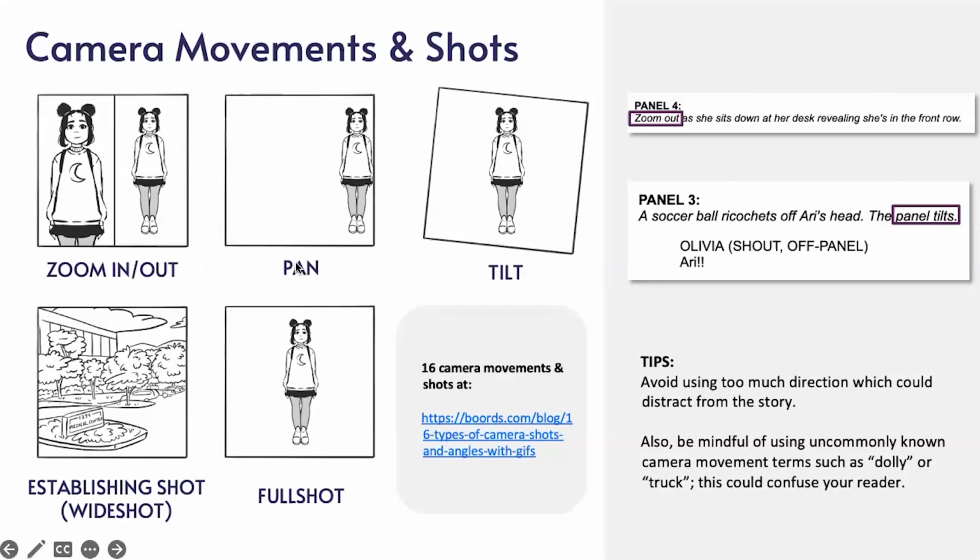So zoom in and zoom out. Panning is basically you're shifting the camera over. Tilting is like you're tilting the camera. You can envision all of these guidelines like if you had a camera that was looking at your comic page, how is it identifying that specific panel? Other things that are pretty common to include are establishing shots, if you're setting up a setting, or full shots, which is when you can see the full body.